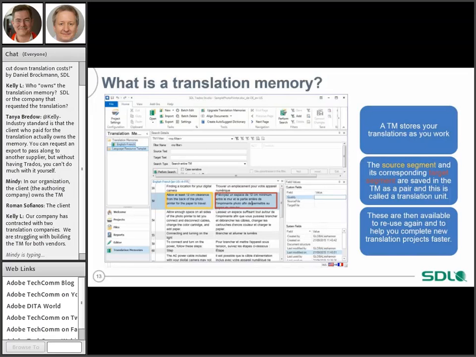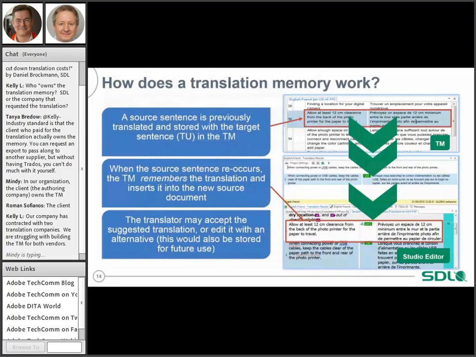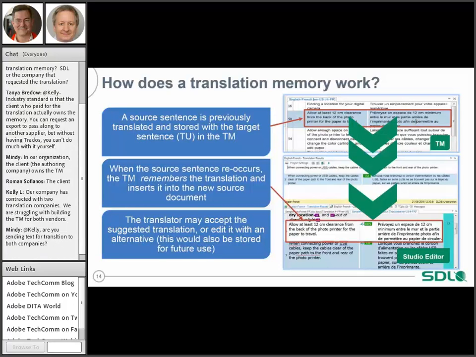It's basically like a memory for the translator. That's why it's called translation memory. So how does it work in a little bit more detail? Again, the source and target are stored in the TM as a TU. And then when the source sentence reoccurs in a document, the TM remembers exactly what the translation was, obviously, and can insert it into the document as a translation.